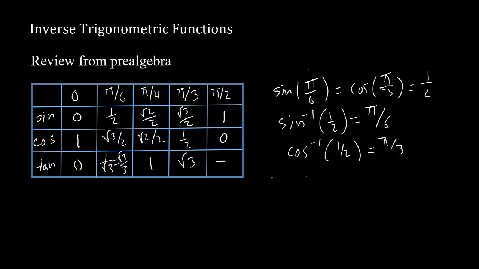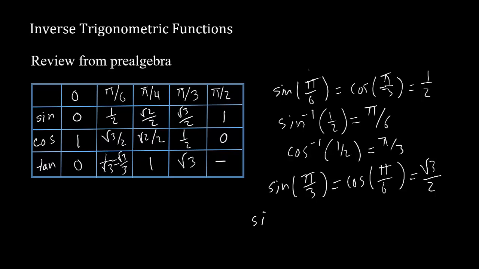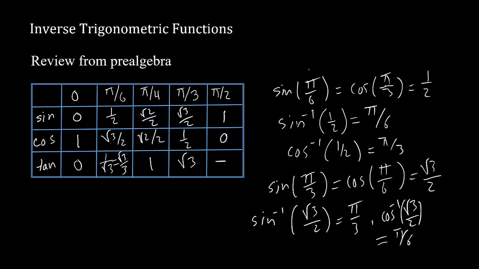And you can check other values like sine pi by 3 should be same as cosine pi by 6, which is radical 3 over 2. And then sine inverse radical 3 over 2 is pi by 3, and cosine inverse radical 3 over 2 will be pi by 6. Keep all this in mind. Now we'll go to the next step.